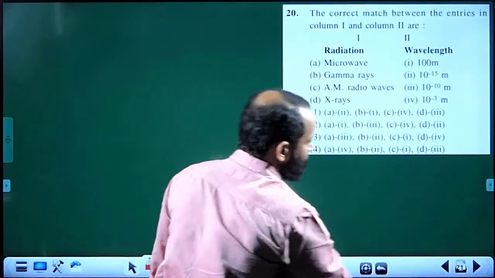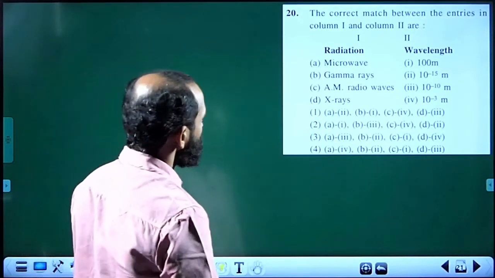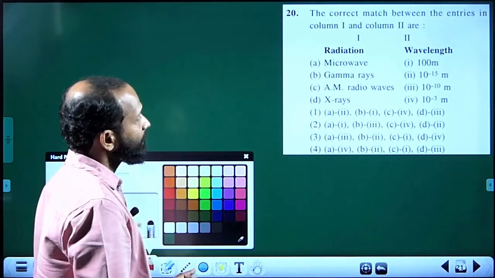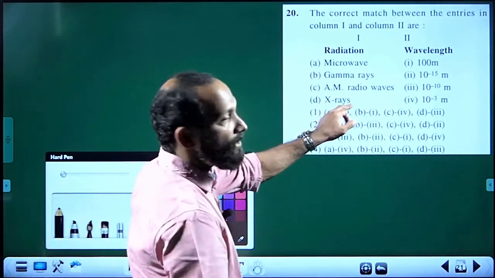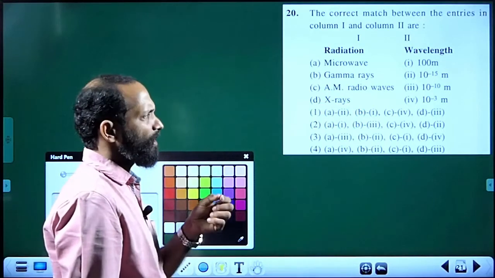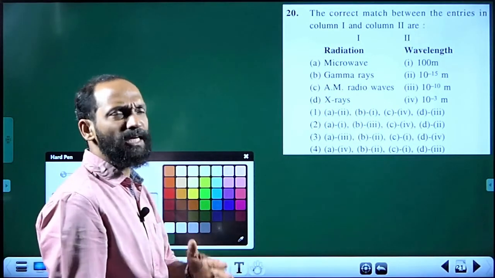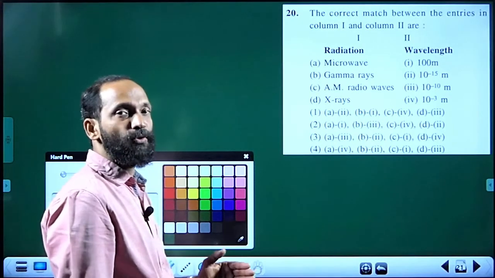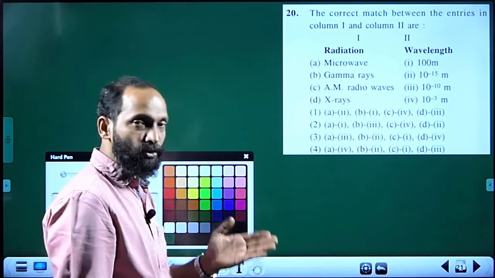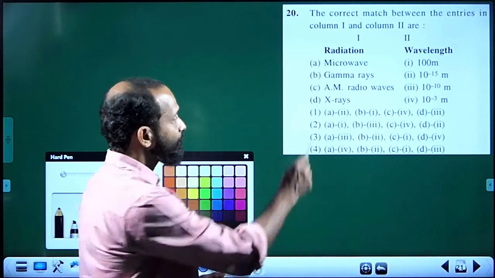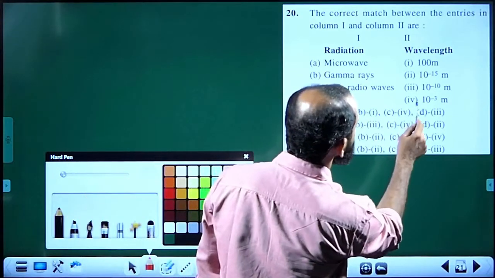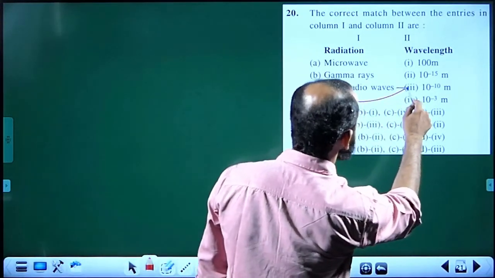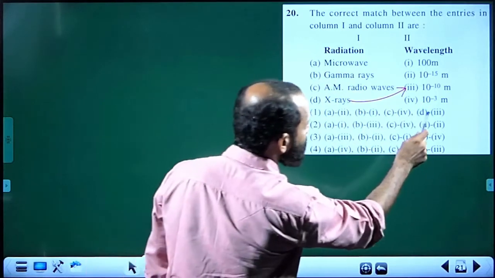Next one, the correct match. You can very easily verify this. X-rays begin with a few angstrom, 1 to 4 angstrom that are hard X-rays, 4 to 100 soft X-rays, and so on. So, X-rays here in angstrom, that means D means 3. D3 comes for 2 options.